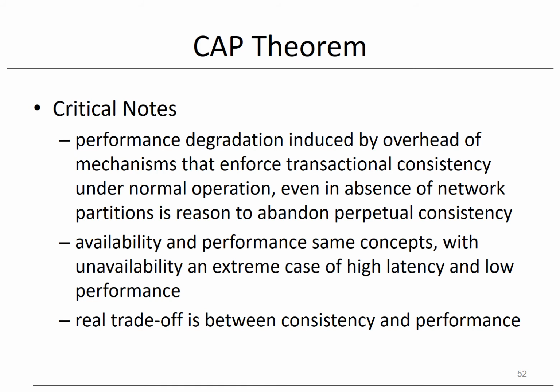Also, one could argue that availability and performance are essentially the same concepts, with unavailability being an extreme case of high latency and low performance. Therefore, in many high volume settings, the real trade-off is between consistency and performance. Obviously, the result of this trade-off will be different, depending on the setting.